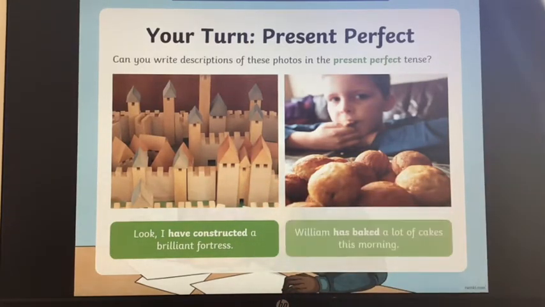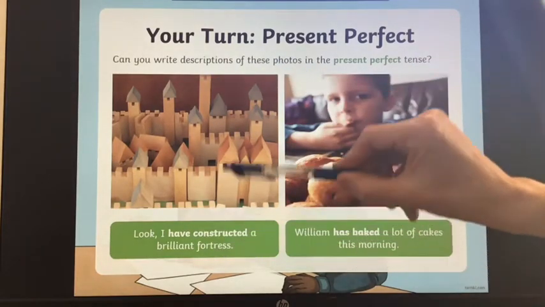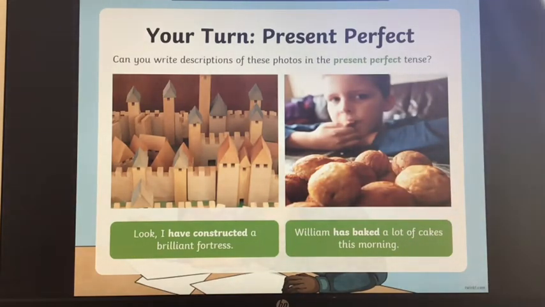Constructed. And for this young man here, William has baked a lot of cakes this morning. So he's recently finished baking cakes. I've recently finished constructing a fortress. Stop the video and write a sentence about this picture, in the present perfect.